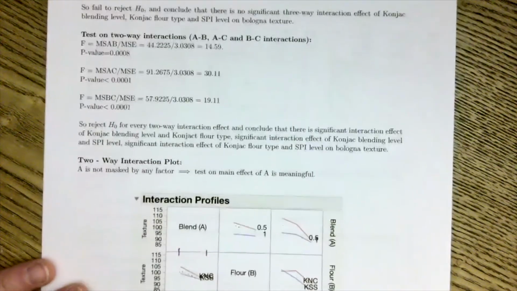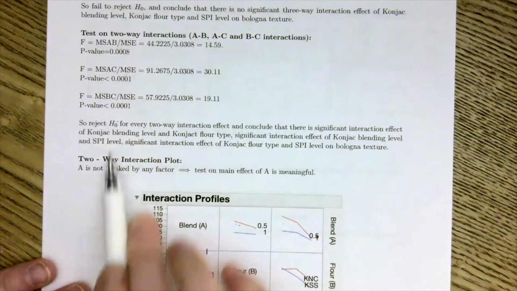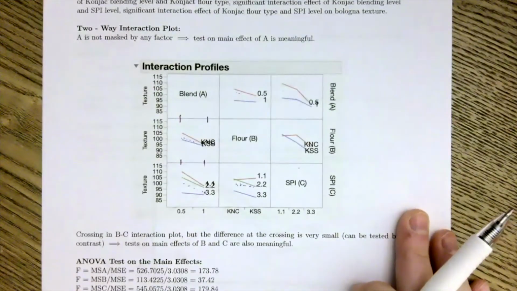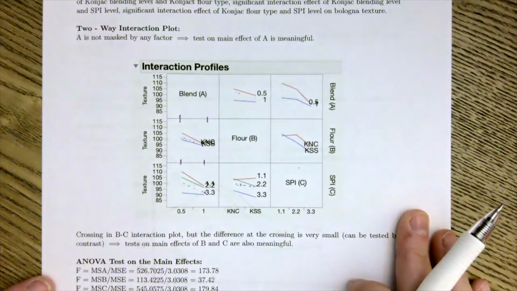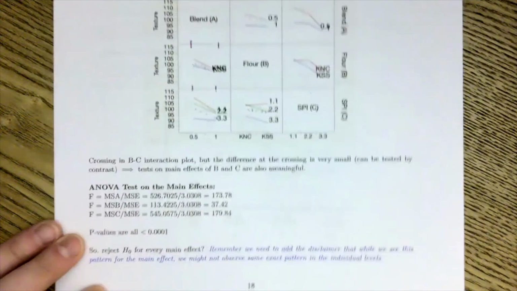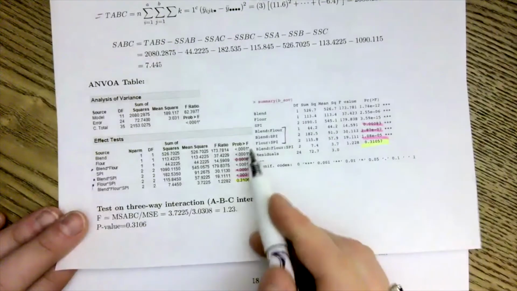So up here we had our p-values. We're going to reject that it was significant. We looked at the two-way interaction. We deemed that it is okay to look at the main effects of A, B, and C because of the reasons we just talked about. We have our main effects down here, and all the p-values are less than 0.01. How we found that was going back to our ANOVA table and looking at the p-values.